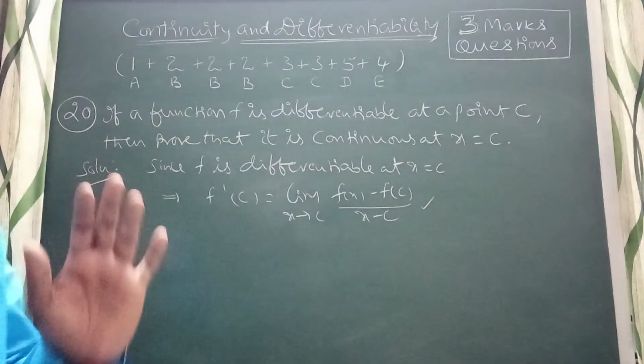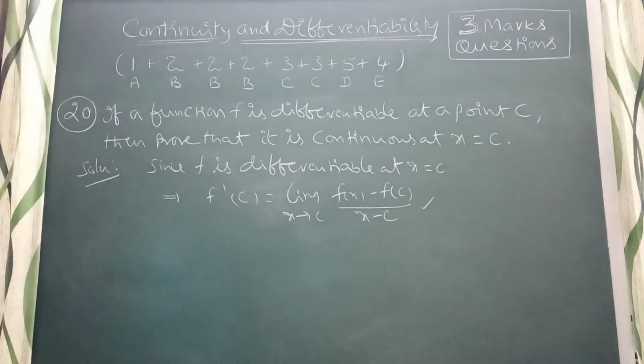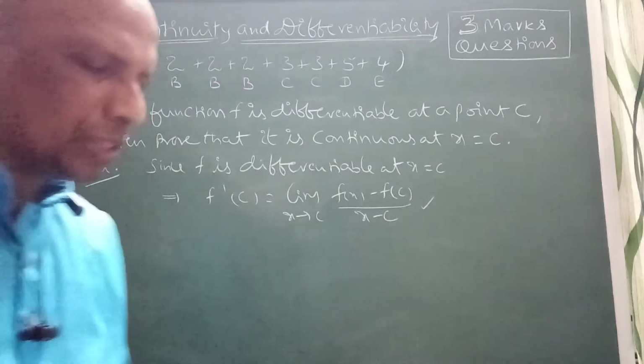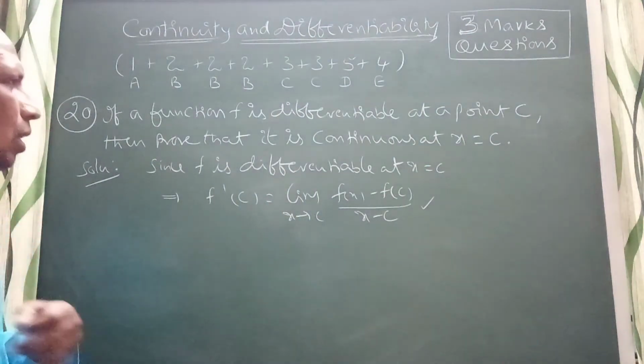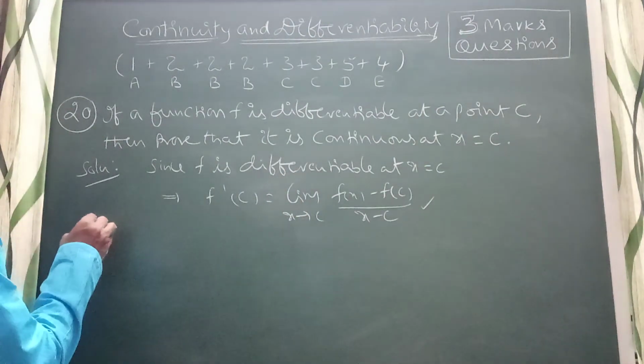Always we can write this at that point. We are talking about only at that point, limit x tends to C. They are asking limit x tends to C only, right? I can write this is the derivative f dash of C. But we can see, but for x not equal to C.